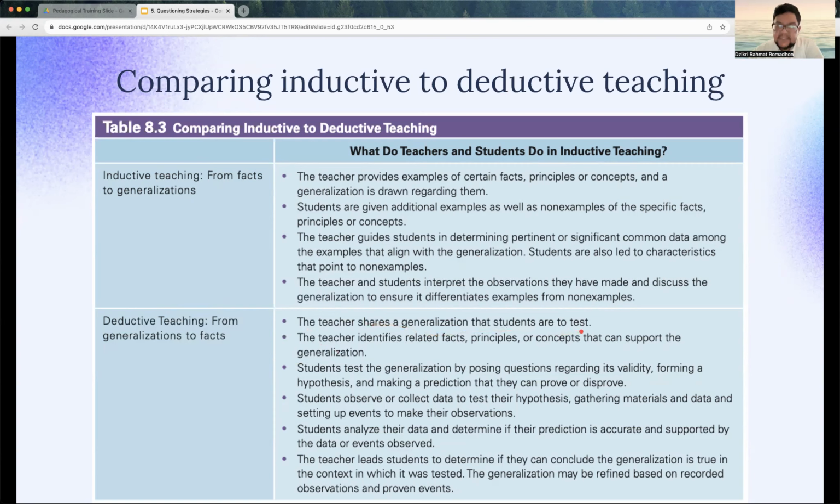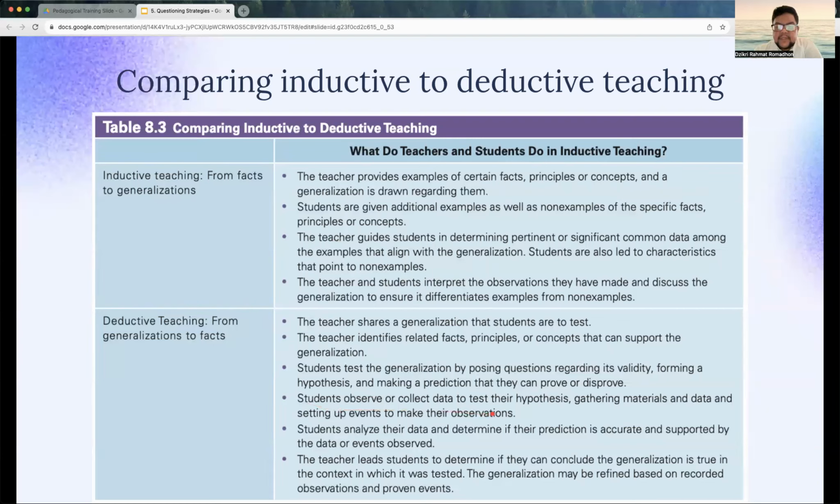that students are to test. Yeah, so they give the generalization, the concept themselves, and then from that the teacher identifies related facts, principles, and concepts that can support the generalization. So after you have this generalization, you just put in some samples to prove that the generalization is correct. Yeah? Next, the students test the generalization by posing questions regarding its validity, forming a hypothesis, and making a prediction that they can prove or disprove.